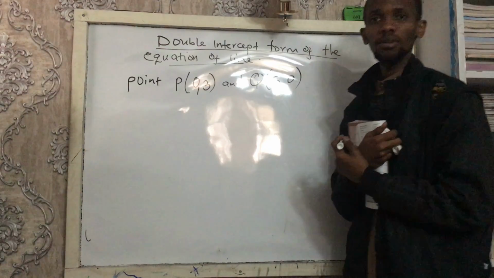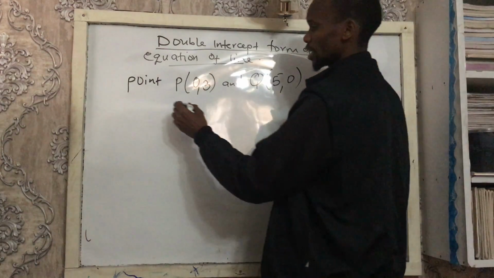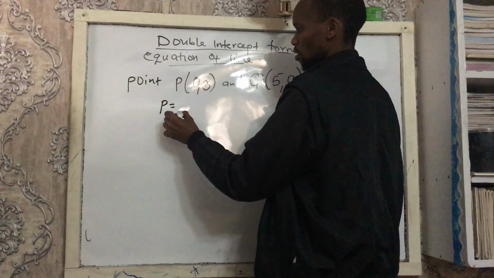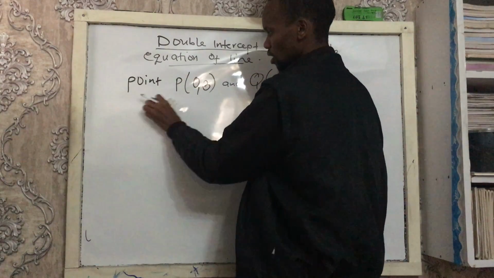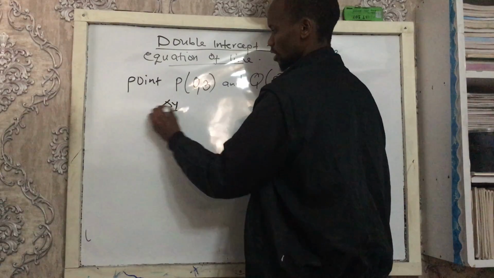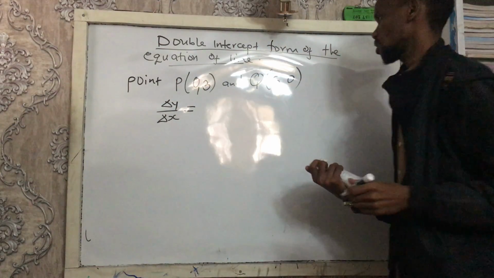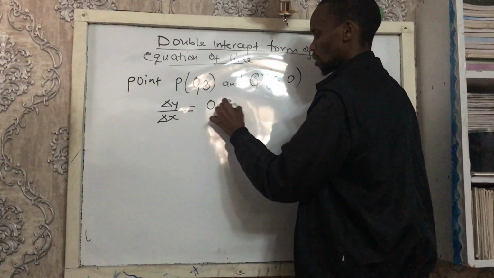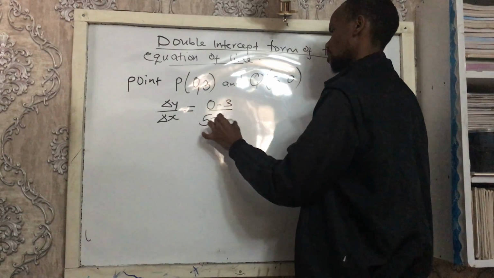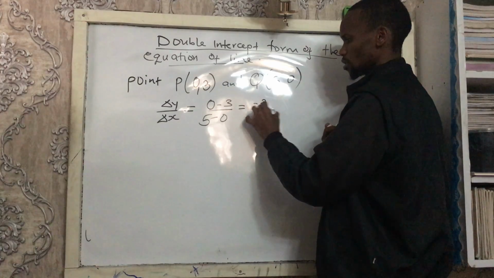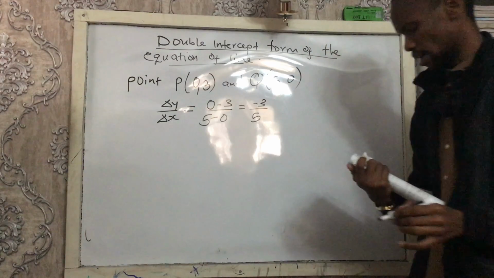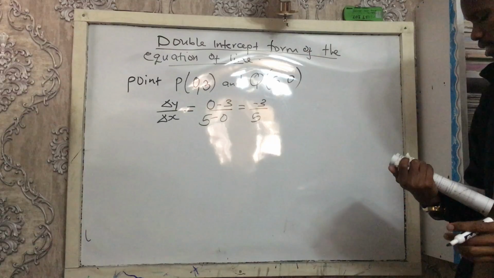Let's get the equation of the line. First of all, we get the gradient. Gradient is equal to change in y all over change in x. So our gradient will be 0 minus 3 over 5 minus 0, which will be minus 3 over 5. That will be our gradient.